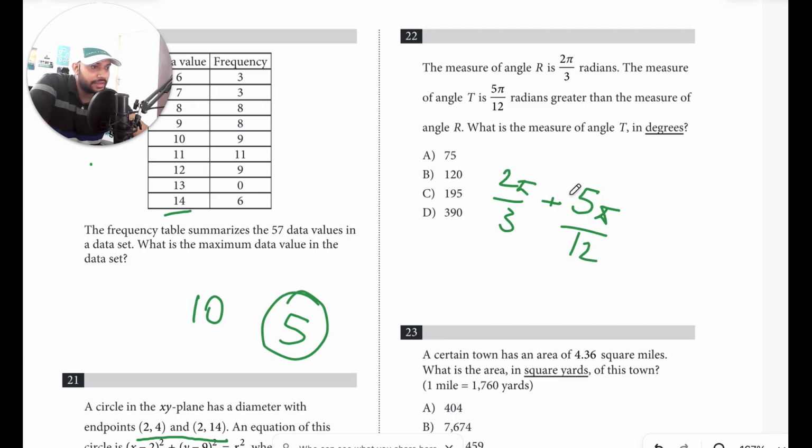3 times 4, 2 times 4 is 8. 8 plus 5 is 13. 13 pi by 12. Now they're asking for the measure in degrees. Replace pi with 180 degrees. That's the shortcut. Converting from radians to degrees, multiply by 180 and remove the pi.